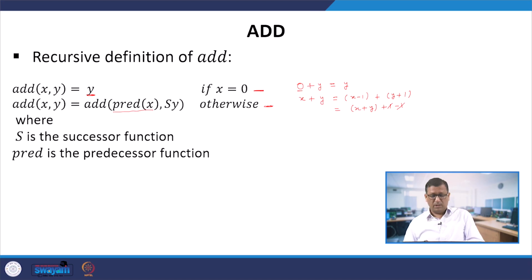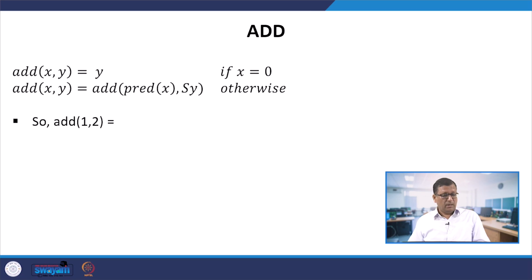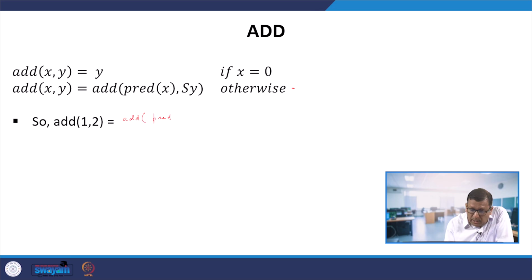So we will show how these two lines of our add function will help us perform add. So add 1, 2. Then this is the second line I have to do. So here x is 1 and y is 2. So I will do add of predecessor of 1 and I will do successor of 2. So add of predecessor of 1 is 0 and s of 2 is 3. Now the first line comes, that x is 0. So this will be x is 0, returning y. So I will return 3. So 1 plus 2 is indeed 3. So this is how we have obtained recursion.